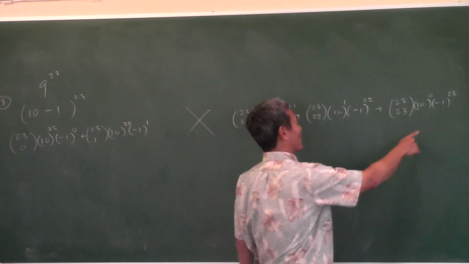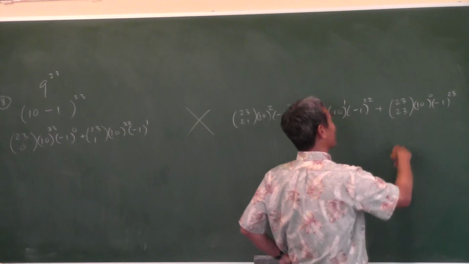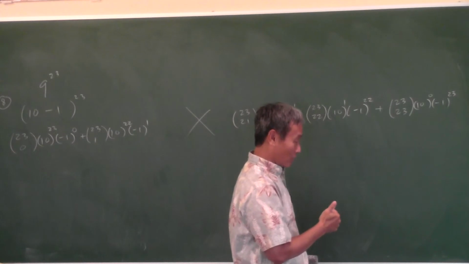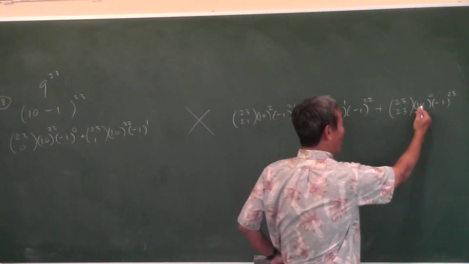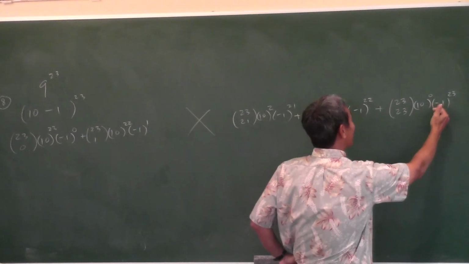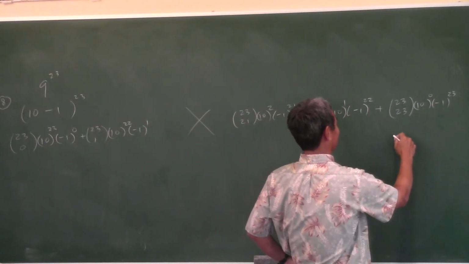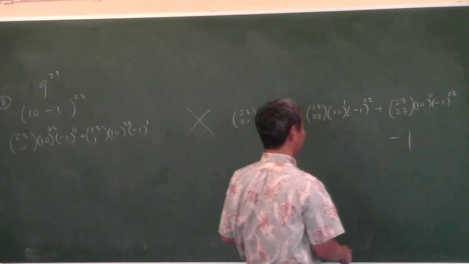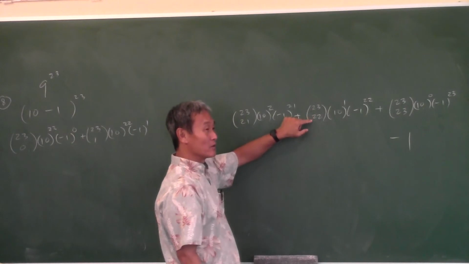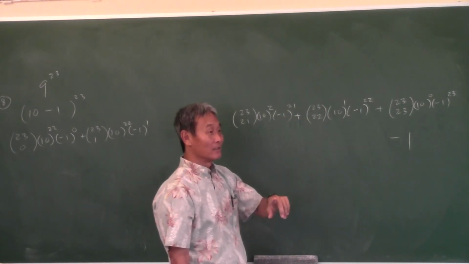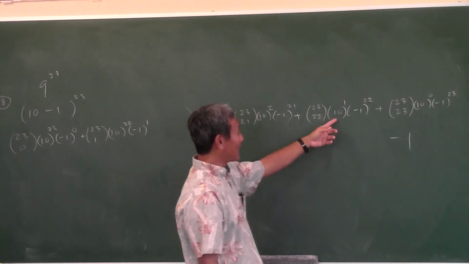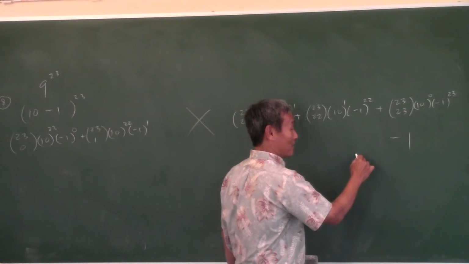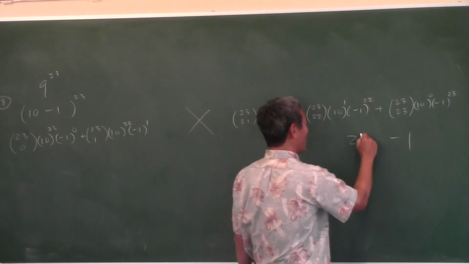Okay, let's just work backwards. What's this one? 23 choose 23 is the same thing as 23 choose 0, which is 1 times 1 times negative 1. We cannot multiply 3 ones together. Negative 1. Okay, 23 choose 22 is the same thing as 23 choose 1, which is 23 times 10 times 1. We cannot multiply a double-digit number by 10. 230.